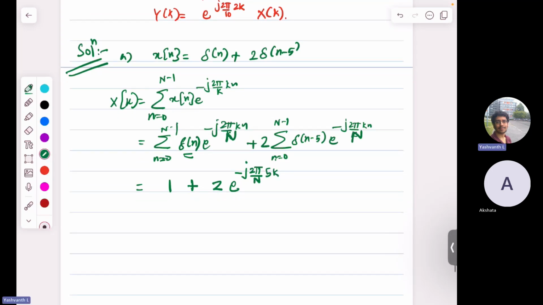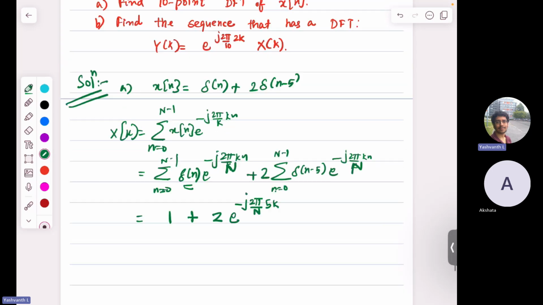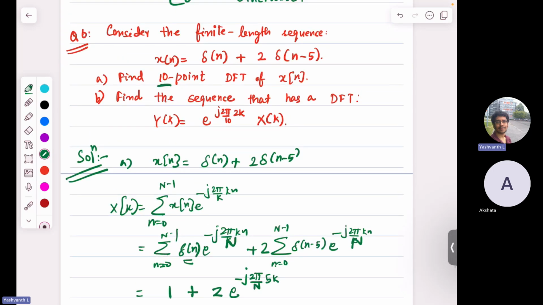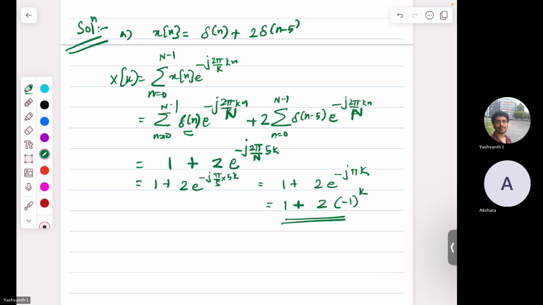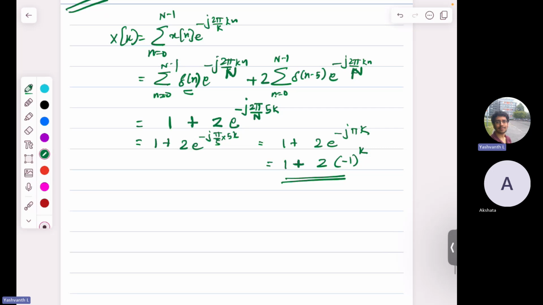That's absolutely correct. Here N is 10 because it's given as a 10-point DFT. Therefore, it's nothing but 1 plus 2 into e power minus j 2 pi by 10, which is pi by 5, into 5k, which equals 1 plus 2 into e power minus j pi k, which is nothing but 1 plus 2 into minus 1 power k. Is it okay? Yes, sir. Now, what is the next question?